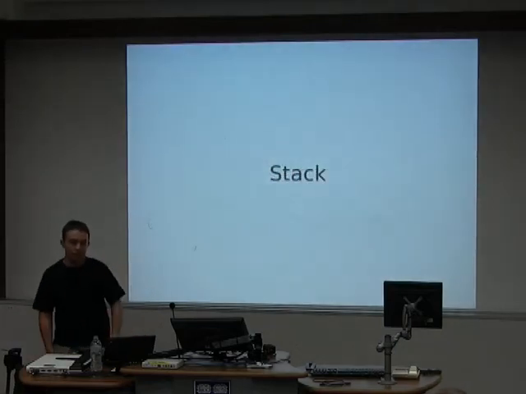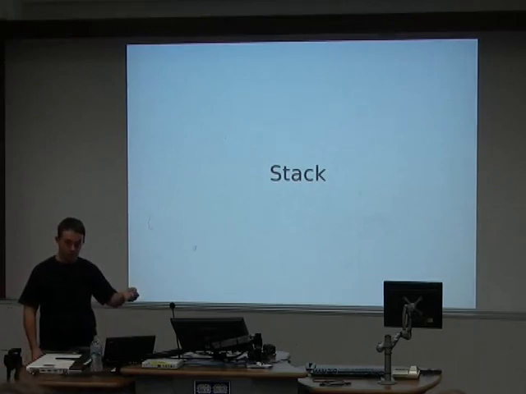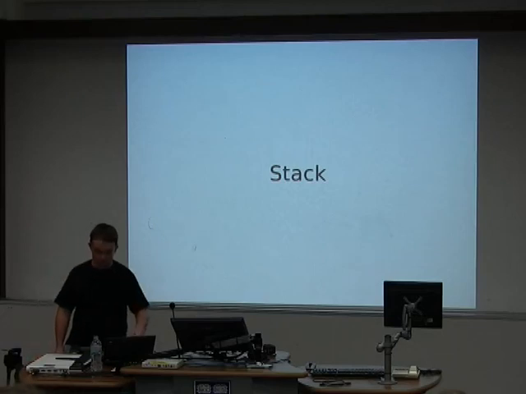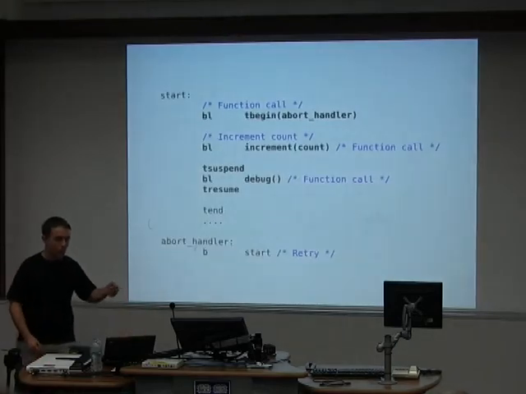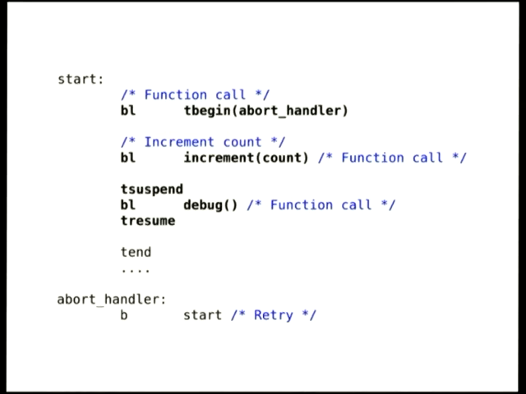This also has implications for the stack. Stack is just like any other memory, but the problem is if you trash the stack when you're suspended, that will be persistent and you could end up corrupting it. So if your tbegin is in a function, that's going to have some stack requirements. Your increment is fine. You can do that in a function and it'll get rolled back and that'll be part of the transactional memory footprint. But if your debug is in a function, that could write to the stack and that could corrupt the stack if you end up aborting at the tresume. When you roll back, the stack won't be rolled back to the right state.